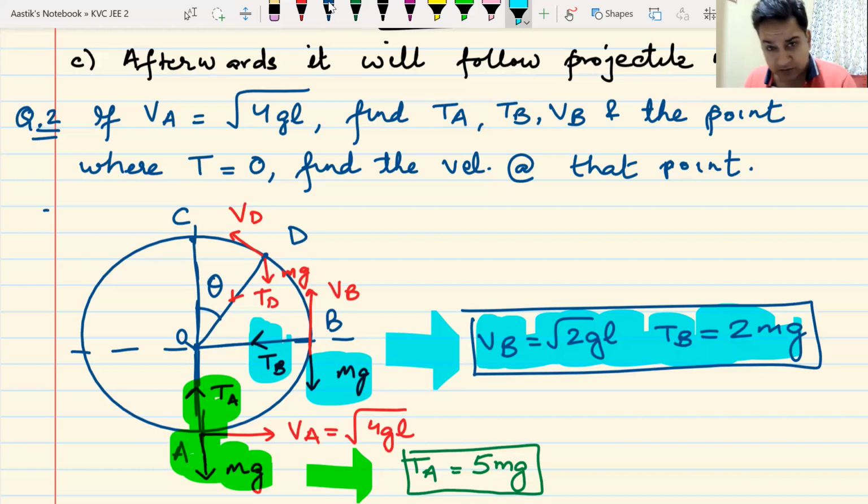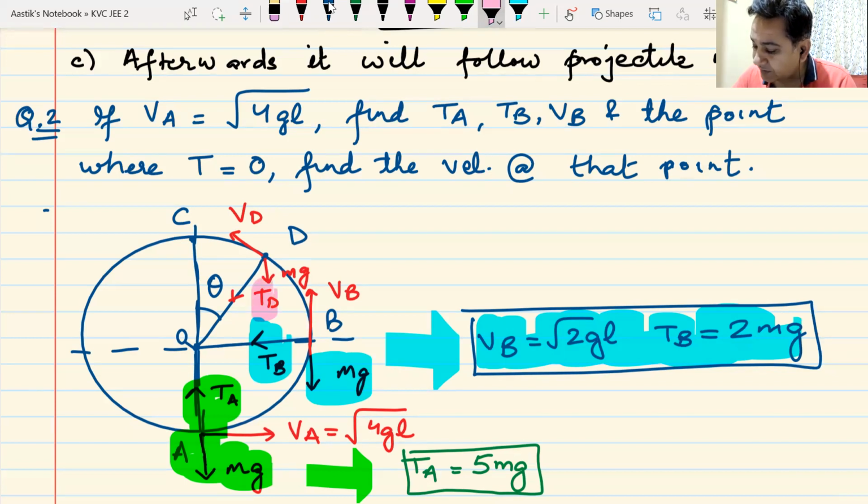Now the problem is that it is not going to reach point C, because somewhere between B and C, at our new point D, the velocity is not going to become 0. Velocity is going to be there. Tension is going to become 0. Now let us concentrate on the pink part.